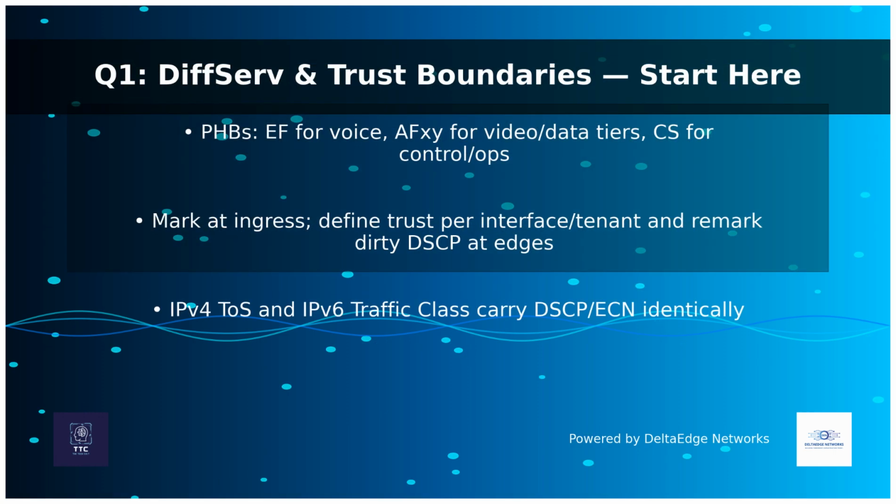Question 1. DiffServ and Trust Boundaries. Let's begin with DiffServ. Interviewers love to test if you understand how QoS classification works at ingress. You should know the common per-hop behaviors: EF for voice, AFx1 classes for video and data, and CS classes for control traffic. The rule of thumb: always mark at ingress, define your trust boundaries, and remark dirty DSCP values at the edge of your network. And remember, IPv4 TOS and IPv6 traffic class fields carry DSCP and ECN in the same way.